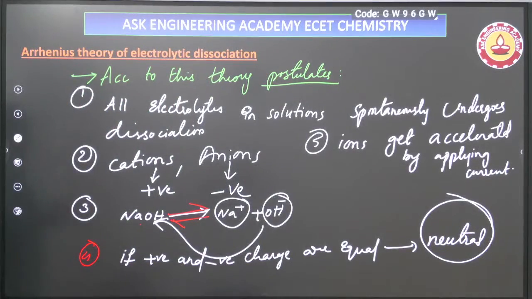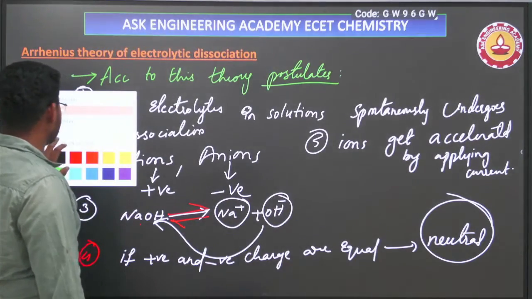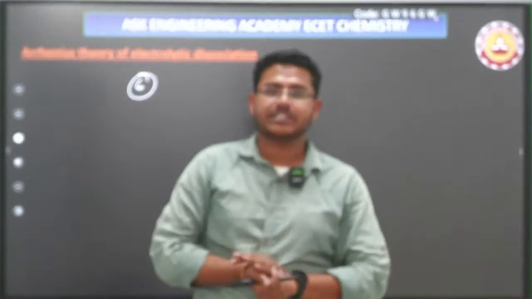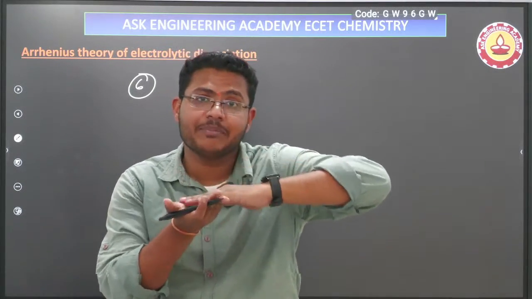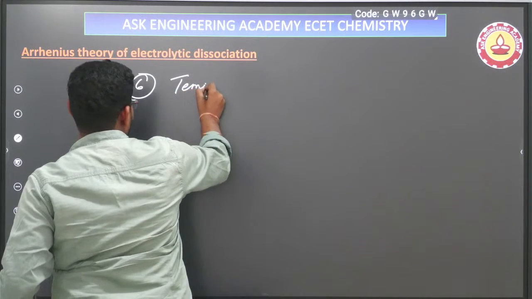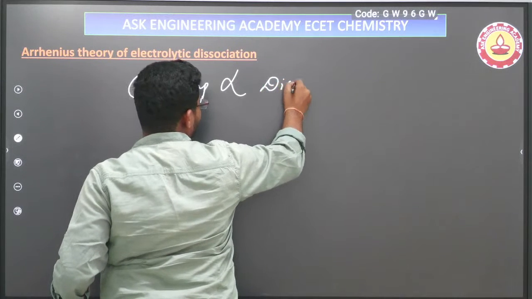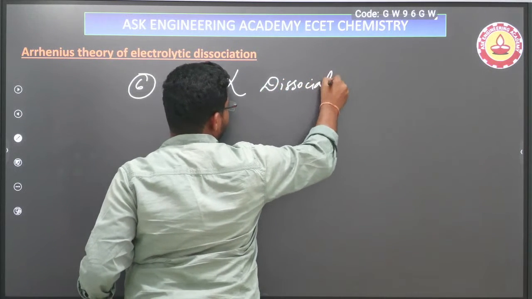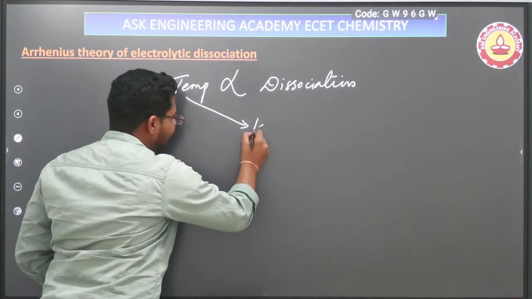And one more important thing about the Arrhenius concept, the sixth point: the rate of dissociation of ions increases as the temperature increases. That means temperature is directly proportional to dissociation, because as temperature increases, kinetic energy increases.